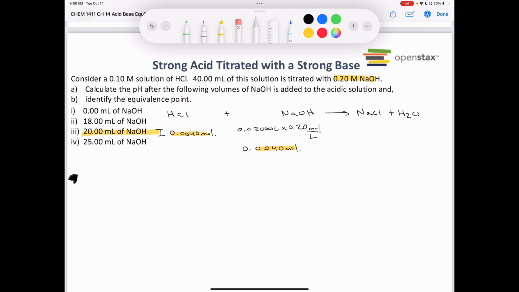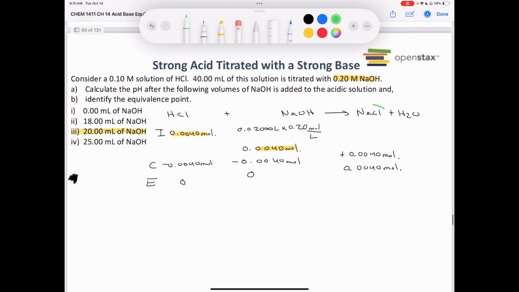So let me just move this over a bit here. Okay, there we go, because this is our ice table. I'll fix this up too. All right, so we have an equal amount of both of these, and so when we do our change, we're going to lose everything here, we're going to lose everything here, and we're going to gain 0.0040 moles of NaCl. So at equilibrium, we have nothing here, and we have 0.0040 moles of NaCl. Now we could calculate the concentration of the NaCl, which would be the 0.0040 moles divided by the total volume, which would be 60 milliliters.